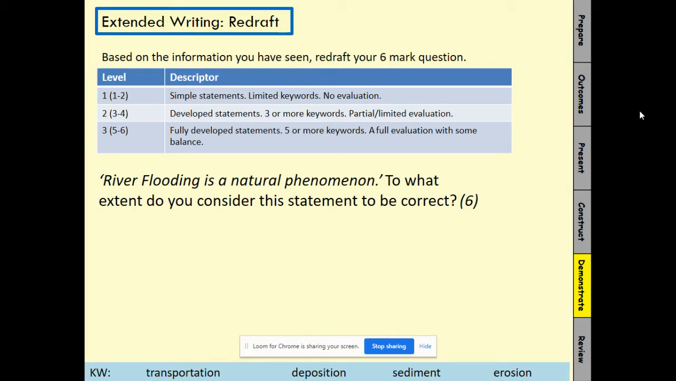Now it's over to you to redraft your work. I'd recommend doing this with a different colour pen if you've got one available. You may not need to completely write out a new one, but you may just want to edit what's there if you're nearly there. So try and aim for this level 3, 5 to 6. If you just want to pause that video and have a go at the redraft and then resume once you've finished it.